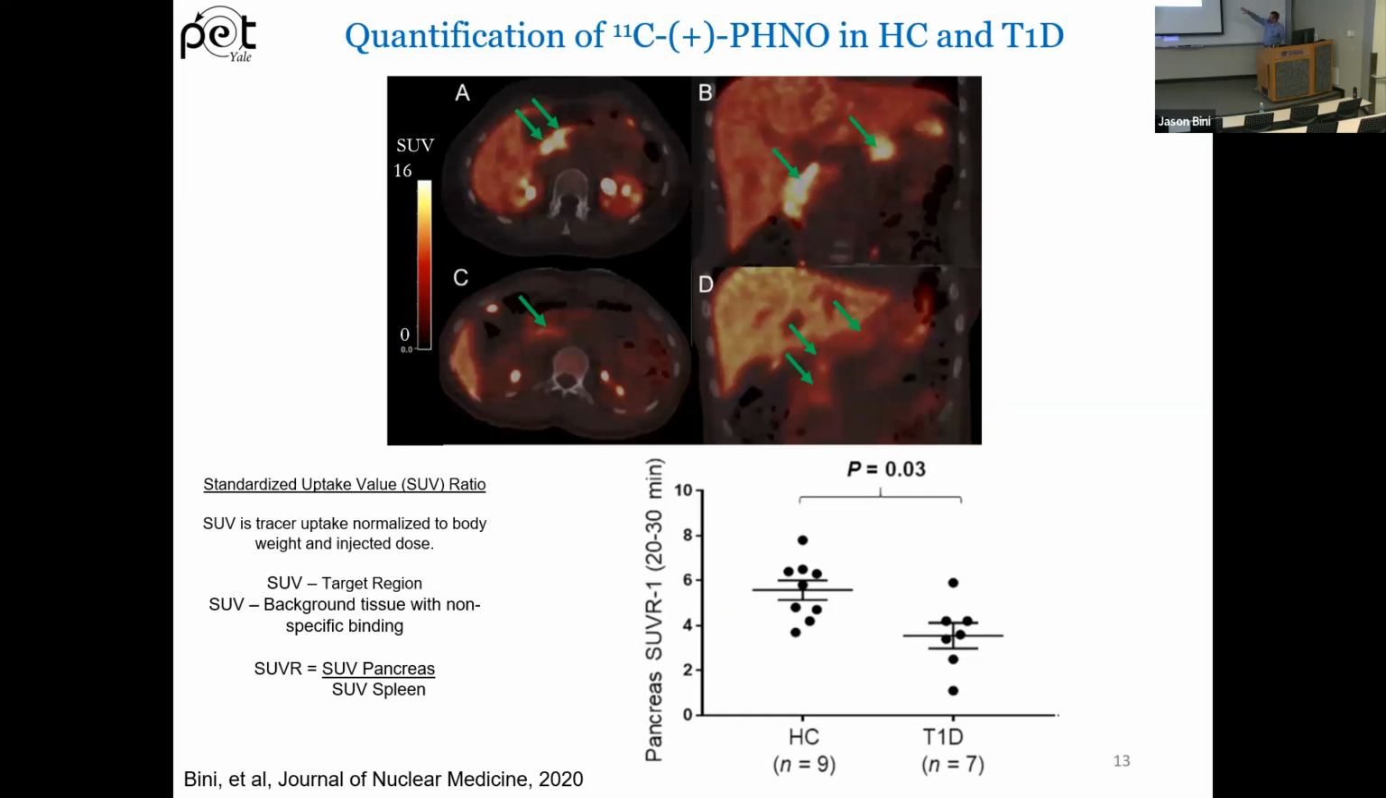And you can see nicely in the green arrows from the top row is 2 different axial and sagittal views of the pancreas. And you can see the reduction there. This is a representative image of actually the mean difference between the two visually there.